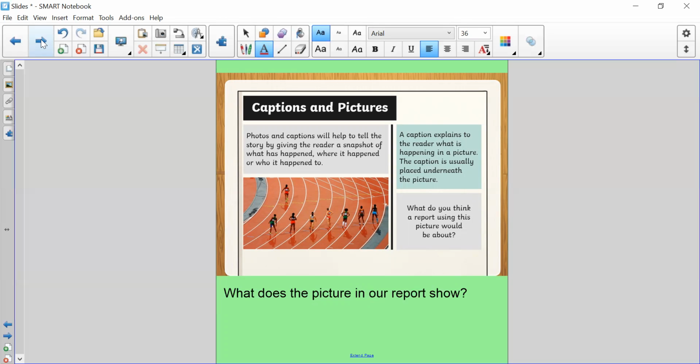What do you think a report using this picture would be about? What does the picture in our report show? And I want you to have a think about why pictures are important. This is similar to when we do reading and you look at picture books. Why are the pictures important? What do they help the reader to do?